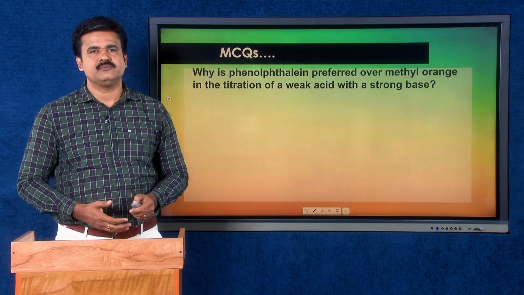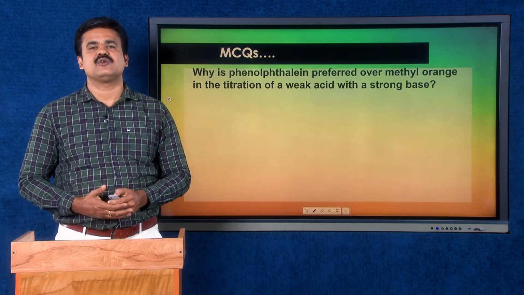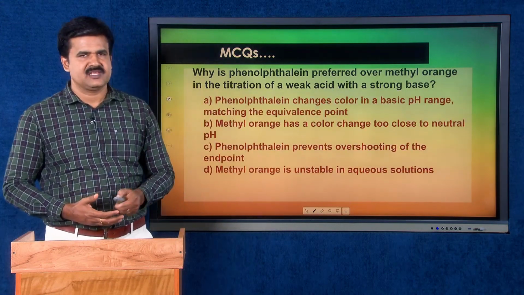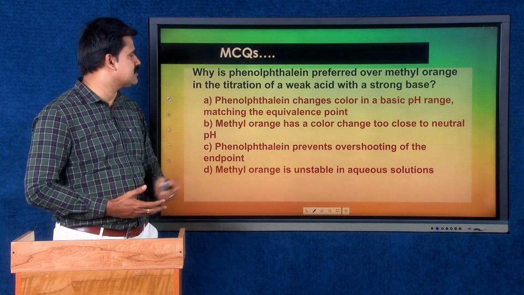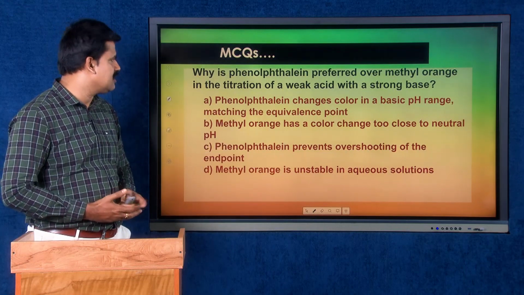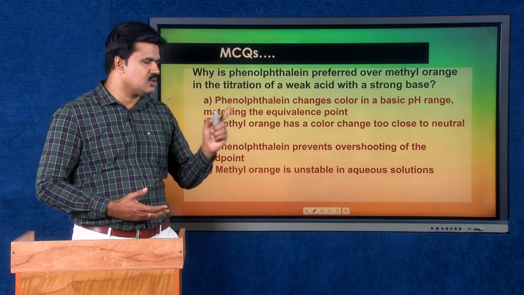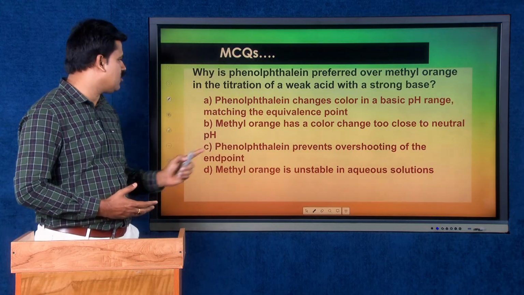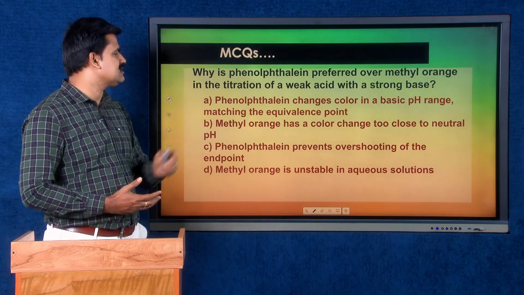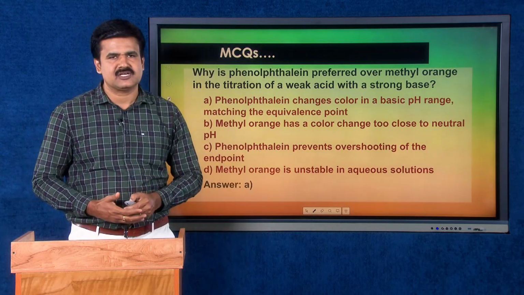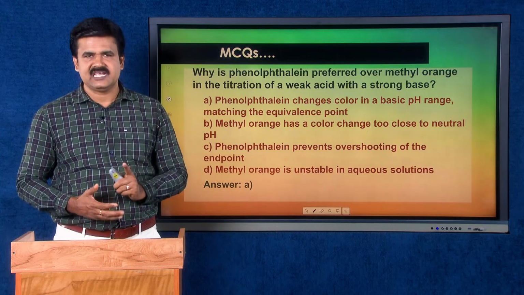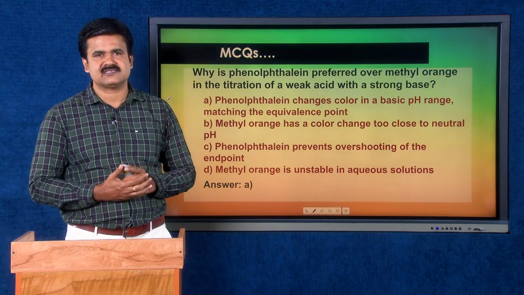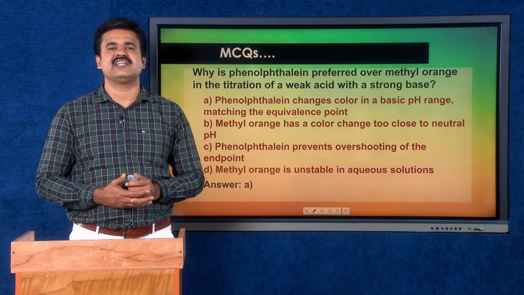Now the next MCQ. Why is phenolphthalein preferred over methyl orange in the titration of a weak acid with a strong base? Phenolphthalein changes the color in a basic pH range matching the equivalence point. Methyl orange has a color change too close to neutral pH. Phenolphthalein prevents overshooting of the end point. Methyl orange is unstable in aqueous solution. Your answer is option A, that is, phenolphthalein changes color in basic pH range matching the equivalence point.